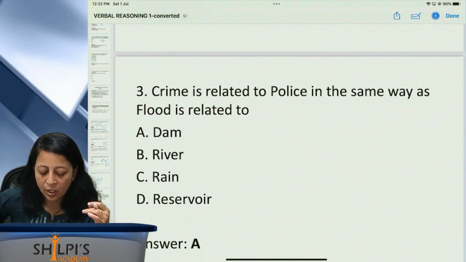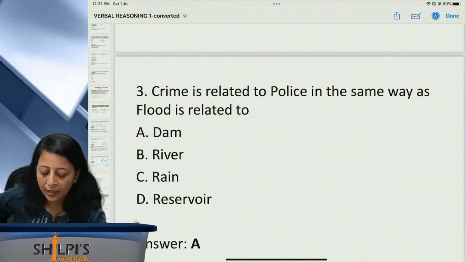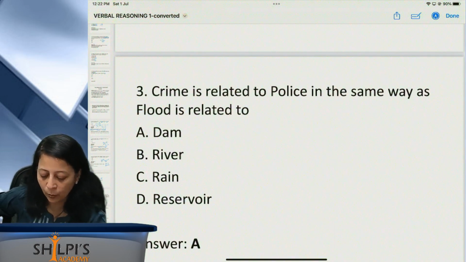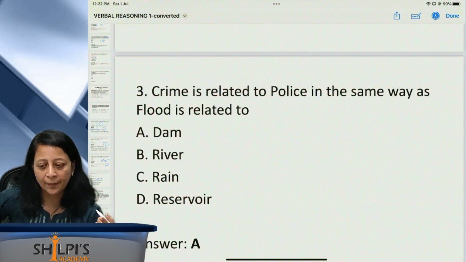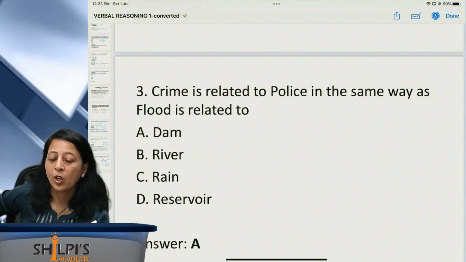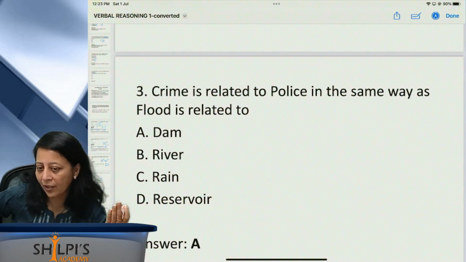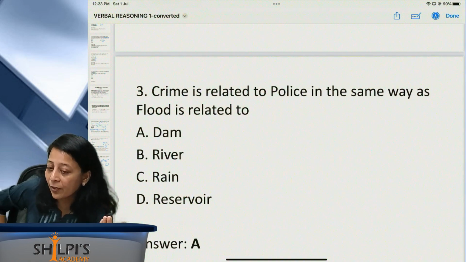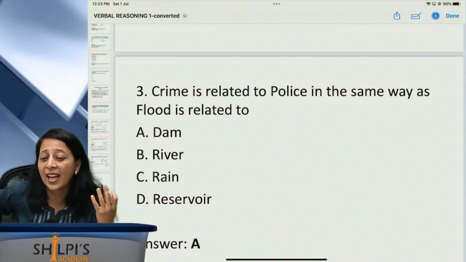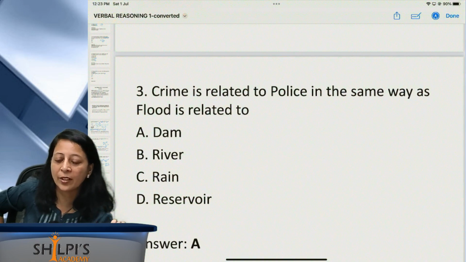Crime is related to police. In the same way, flood is related to what? When a person does crime, the police arrest them. So when there is too much flood, where is it going to get arrested? It is your dam. The dam is going to arrest the flood.